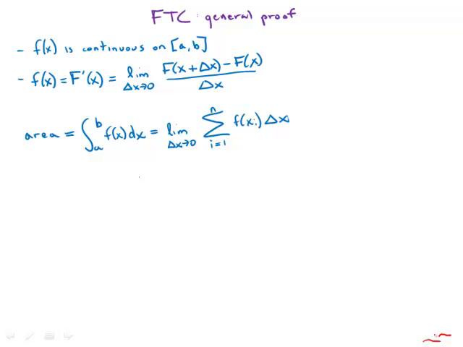So suppose we know that f(x) is continuous on the interval from a to b. We also know that there's another function, capital F(x), which is the antiderivative of f, which is to say that the derivative of capital F(x) equals f(x). And I've just written here what it means to be a derivative, written in limit form. So we'll put that aside for a moment.